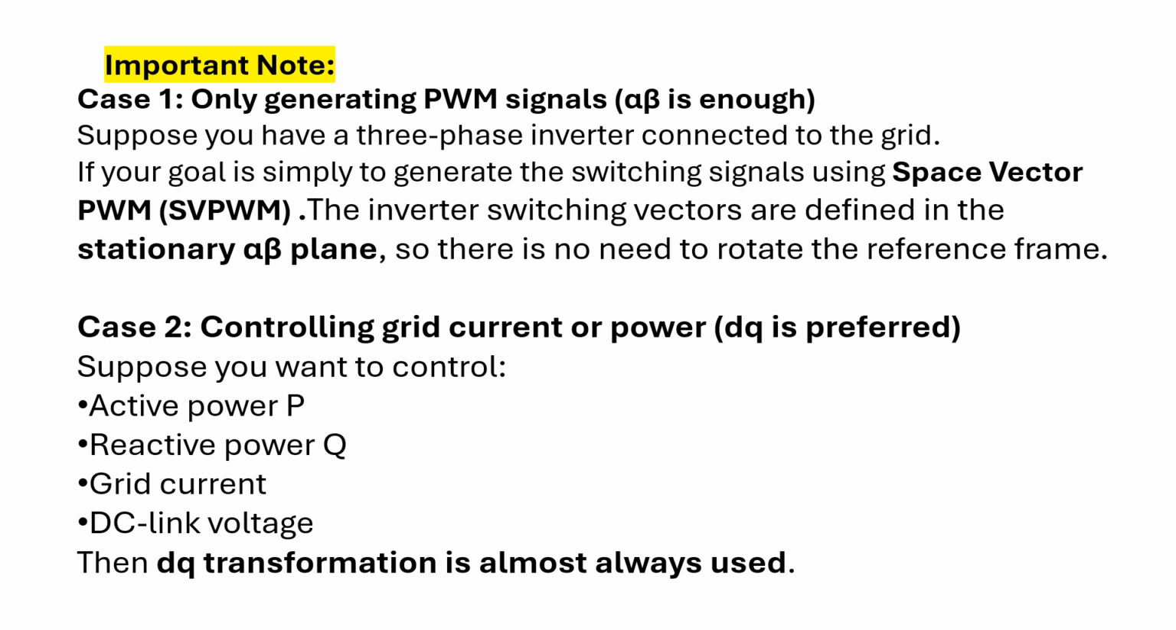Means we are transforming the live VA, VB, VC vectors or IA, IB, IC vectors into DQ reference vectors, so that we can see they become rotating phasors in the DQ rotating frame. Means we can control the D and Q individually to a desired value. Then DQ transformation is almost always used.